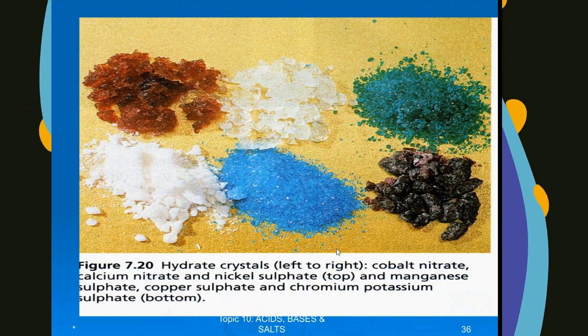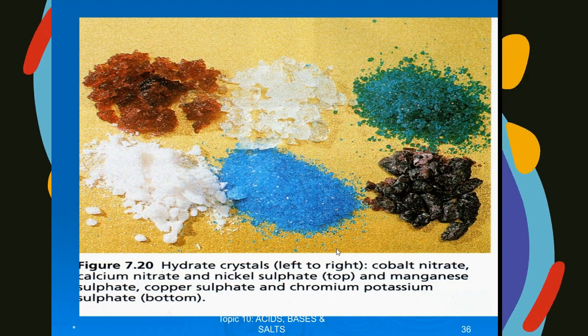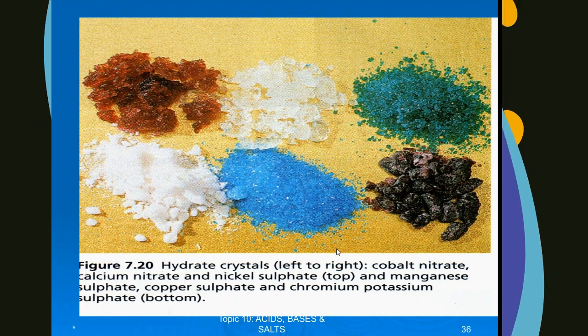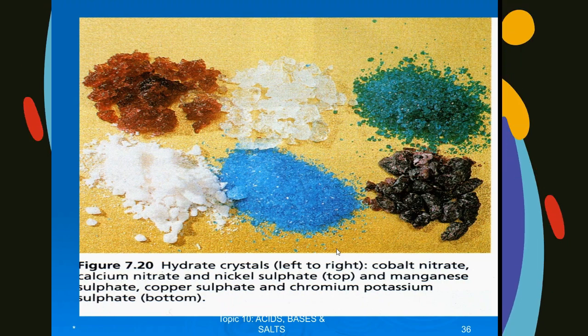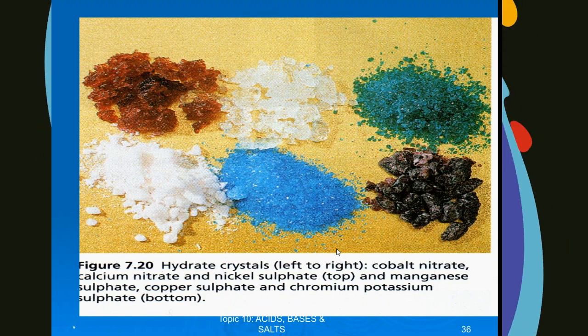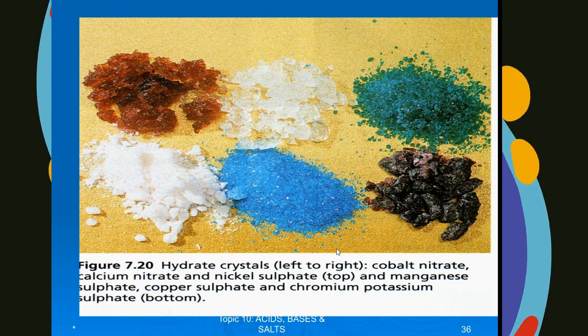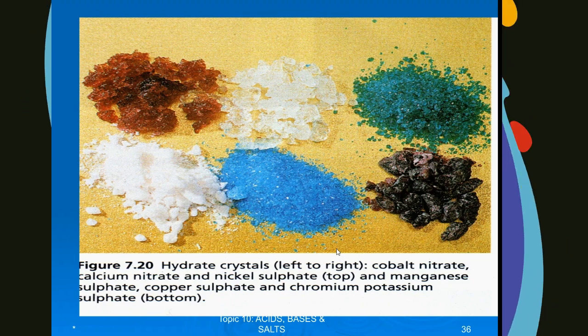So we have here hydrate crystals: cobalt nitrate, calcium nitrate and nickel sulfate. From the top you have to go left to right, right? Then the manganese sulfate, copper sulfate, that is blue in color, anyone can identify, and chromium potassium sulfate, that is the last one, which is dark brown in color.